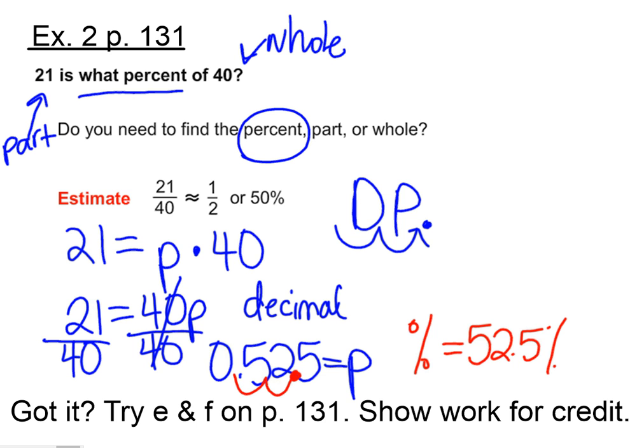52.5%. So our estimation of 50% was close, but to be more precise, we found 52.5%. So when we check our work, we are very close, and our answer seems reasonable. I want you to try E and F on page 131, show your work for credit, and look at example 2 if you need a sample of how to solve these problems.